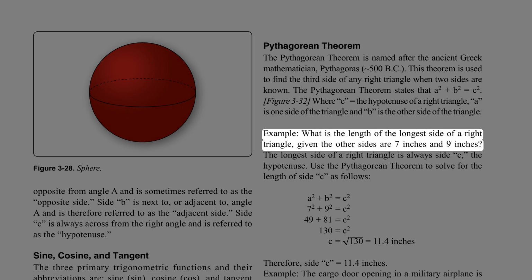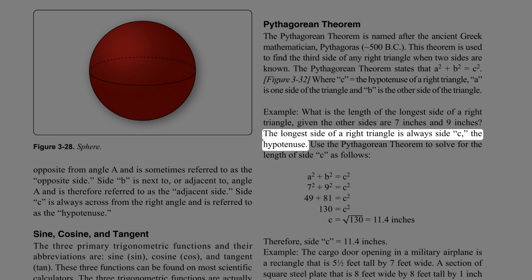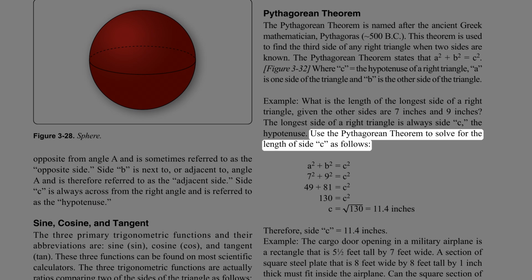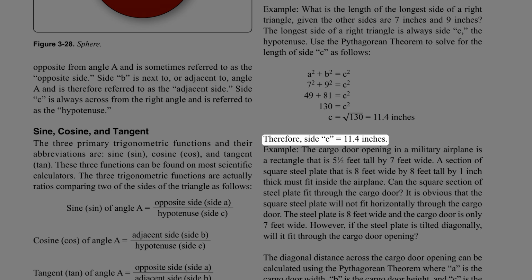Example: what is the length of the longest side of a right triangle, given the other sides are 7 inches and 9 inches? The longest side of a right triangle is always side c, the hypotenuse. Use the Pythagorean theorem to solve for the length of side c as follows. Therefore, side c equals 11.4 inches.